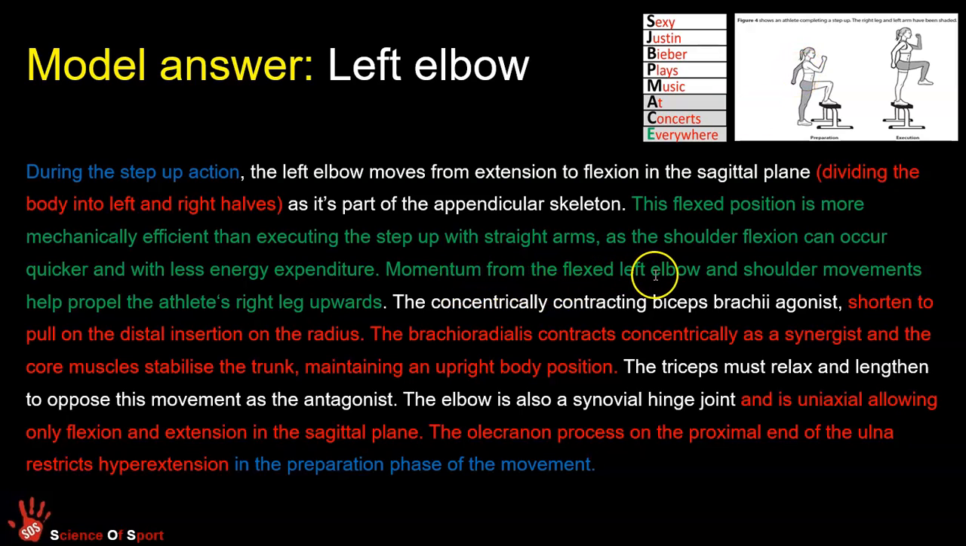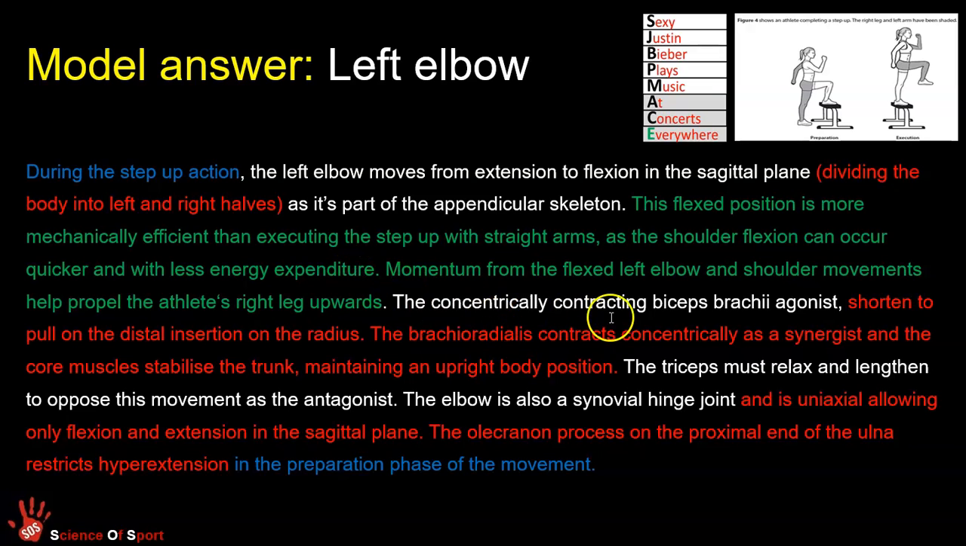Momentum from the flexed left elbow and shoulder movements help propel the athlete's right leg upwards. So actually when you run, it's your arm action, moving your arms frantically forward and backwards, that helps your legs move forward and backwards. One movement affects the other movement, and that's all that green sentence is saying.